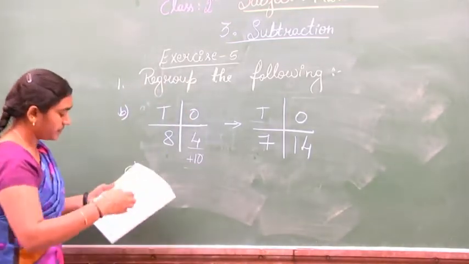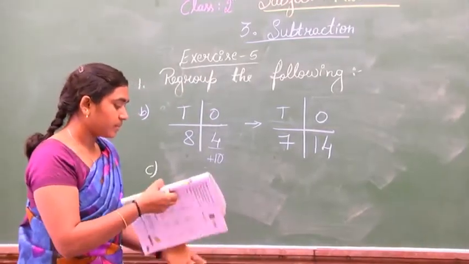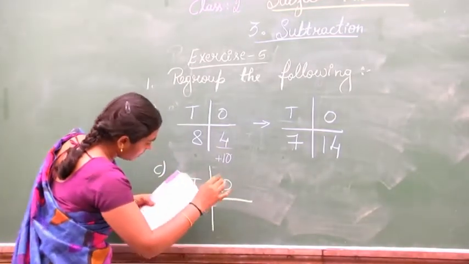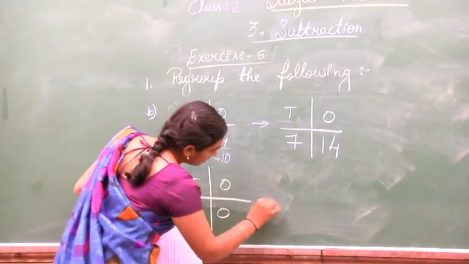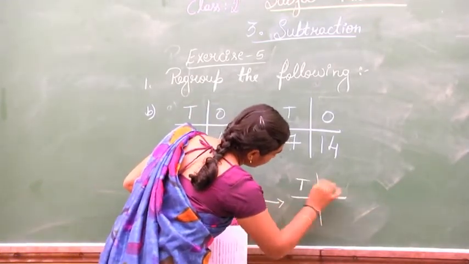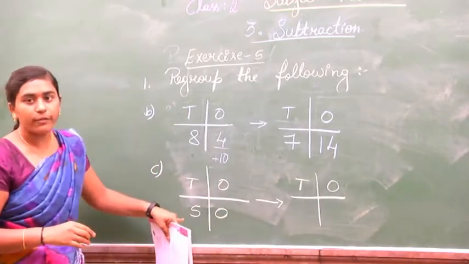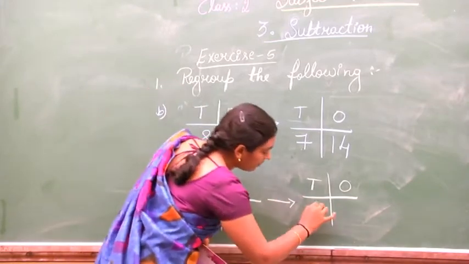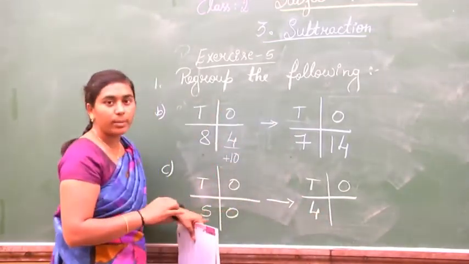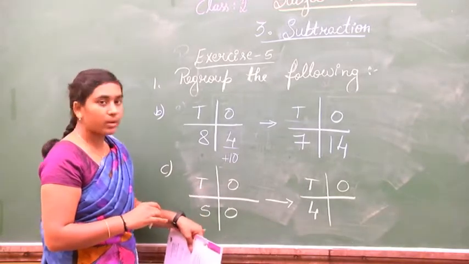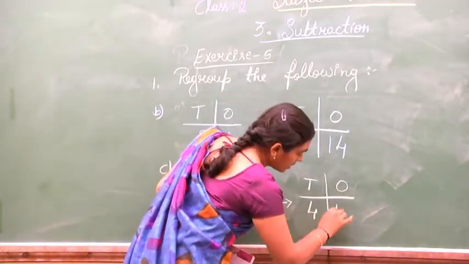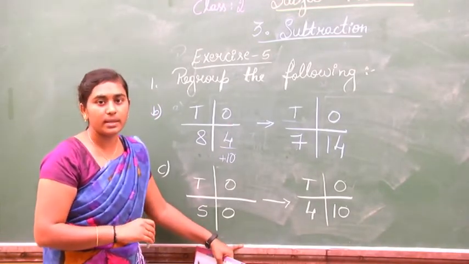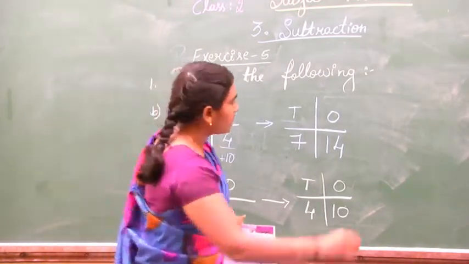Next one. 50. Tell me the answer for the 50. You have to remove your 10. So 5 becomes 4. The previous number of 5 is 4. And the removed 10 is added to the ones place. 0 plus 10 will be 10. The next one.